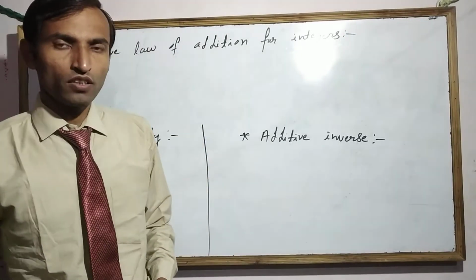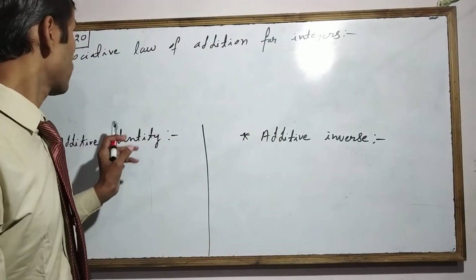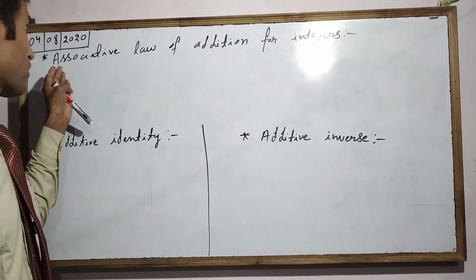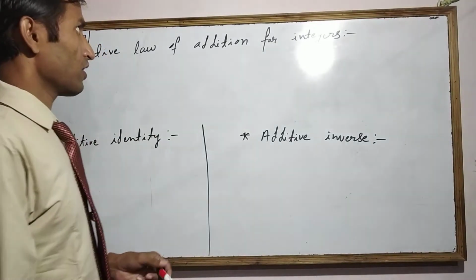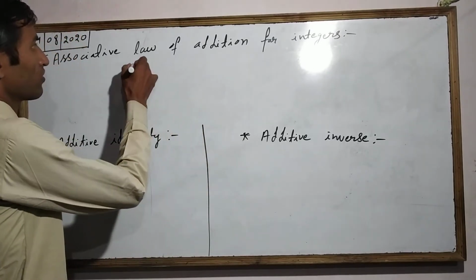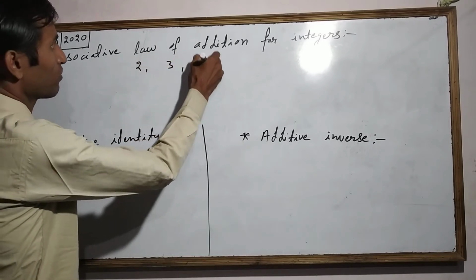Hello students. Last video we saw the closure property and the commutative property. Now we have to learn about the associative law of addition for integers. In the associative law we have to take three integers. Just for example, I will take 2, 3 and 4.